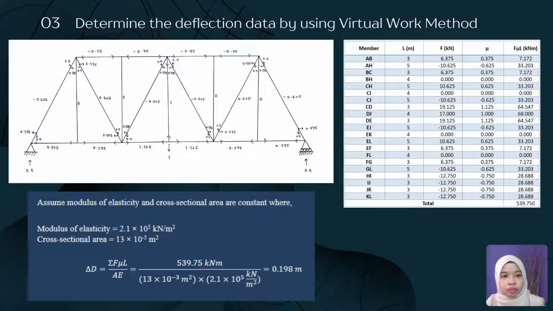Next, determine the deflection by using the virtual work method. First, we apply 1 unit downward at the center of the truss. After that, use the same concept as before to get the internal force, which is the alternative method. From the result, we can come up with this table to get the total of FUL. We assume the modulus of elasticity and cross-sectional area are constant and use the formula summation of FUL divided by AE to get the deflection. So we get the deflection is 0.198 meter.